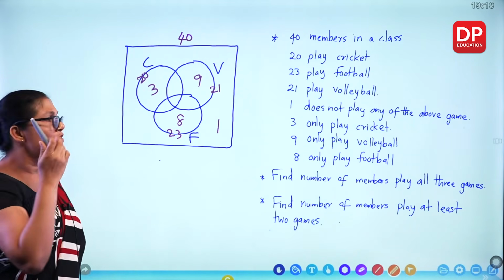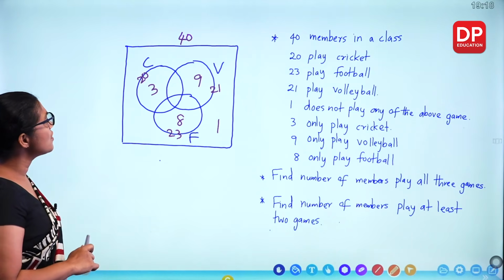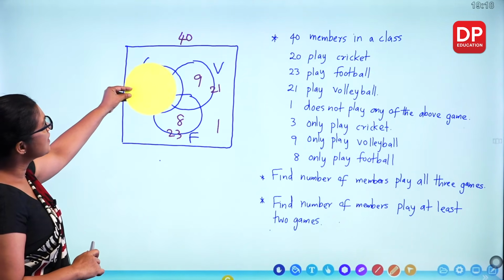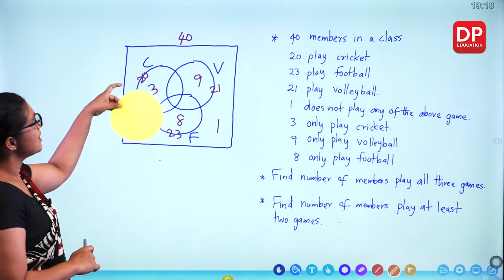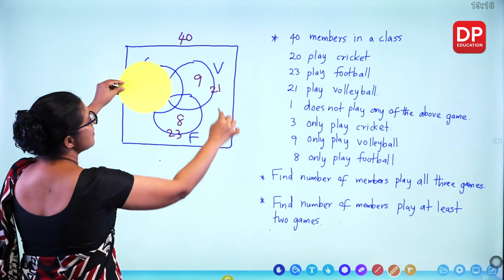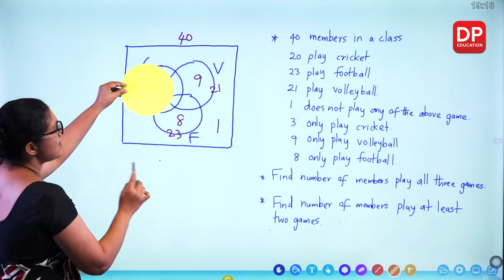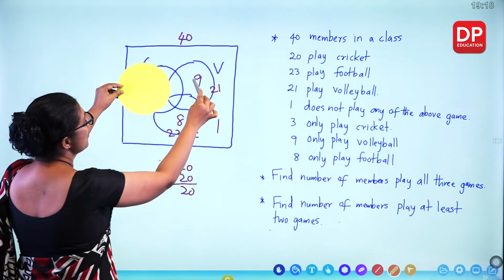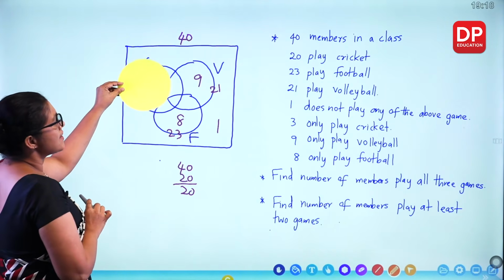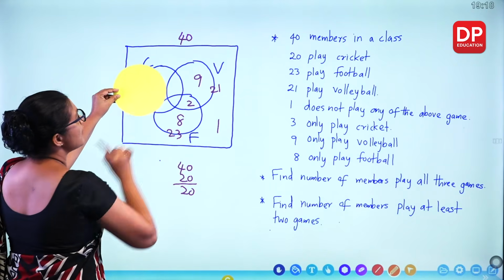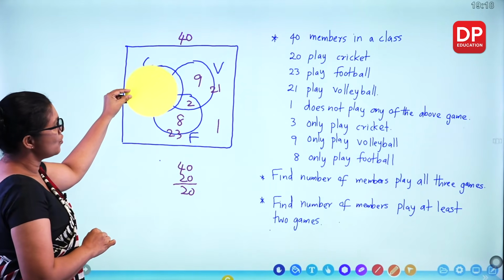So what's the easiest way to do? We'll do something like this. So we'll cover this one circle. So that's 20. So if you cover 20, these regions should be 40 minus 20. So 40 minus 20 is 20. So 9 plus 8, 17. 17 plus 1, 18. To get 20, you need to put 2.